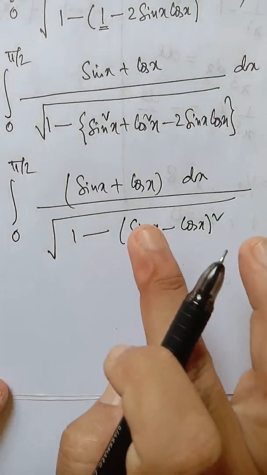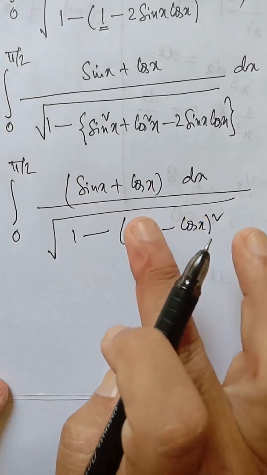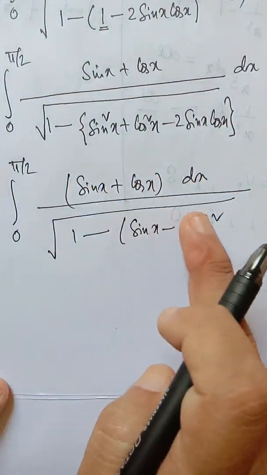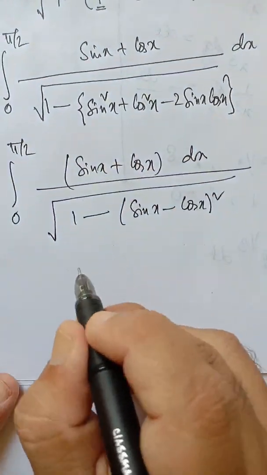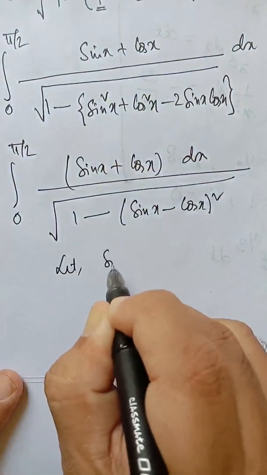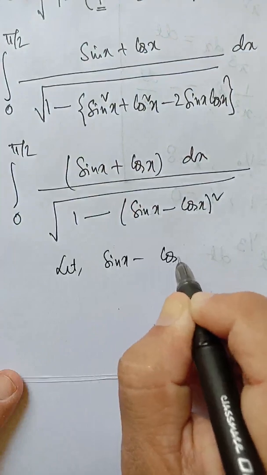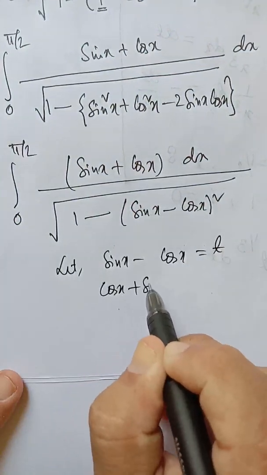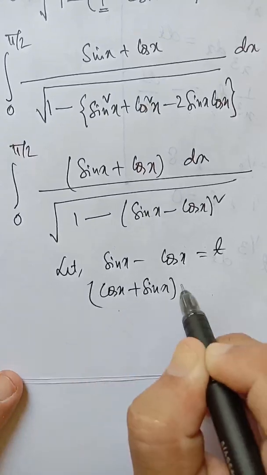Okay, now you can see the derivative of sin x minus cos x. The derivative of sin x is cos x. The derivative of minus cos x is sin x. So its derivative is here in the numerator. So now we will put sin x minus cos x equal to t. The derivative is cos x plus sin x dx is equal to dt.